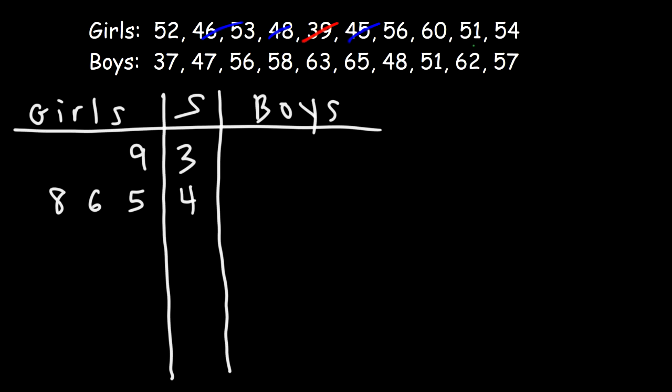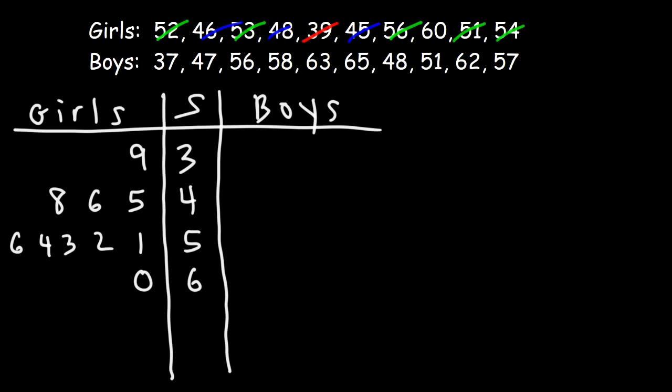Next, we have, let's see, 51, 52, 53, 54, and 56. So we're going to write 1, 2, 3, 4, and 6. I believe I got everything. The last one is 60. So we're just going to write 6 and 0.